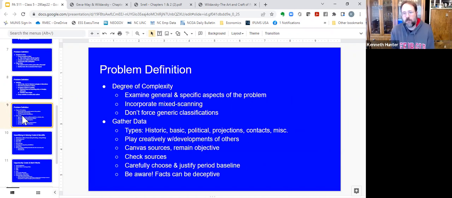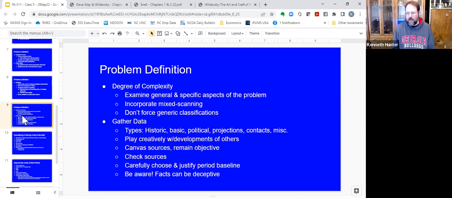Also, when you're identifying a problem, you have to factor in the degree of complexity. Once you've got an idea of what the problem is, it's important to examine general and specific aspects of the problem. The mixed scanning approach that they talk about in the text, looking over different aspects from different perspectives, but don't force yourself into generic classifications when you're looking at the complexity.